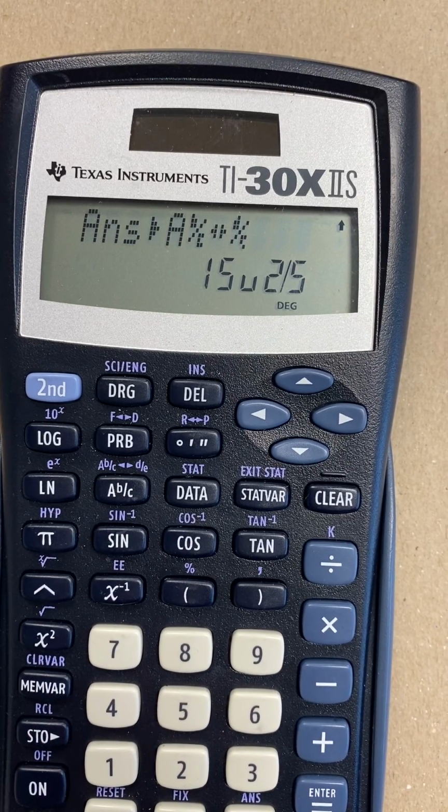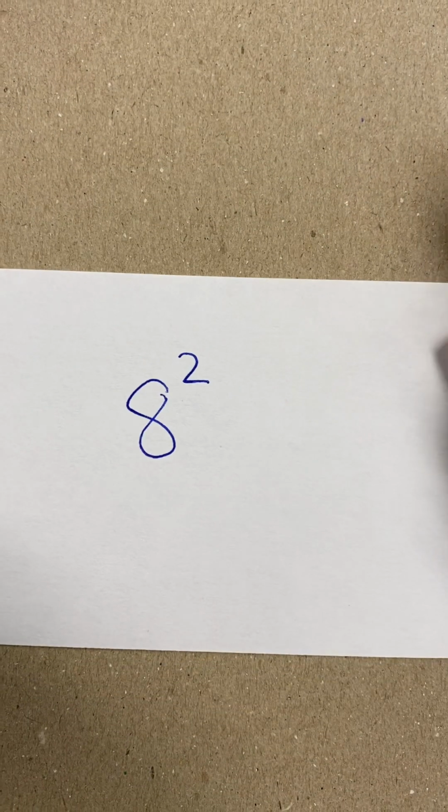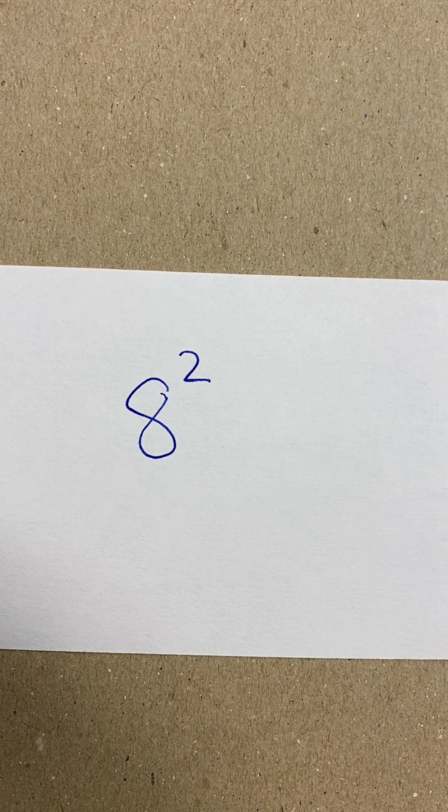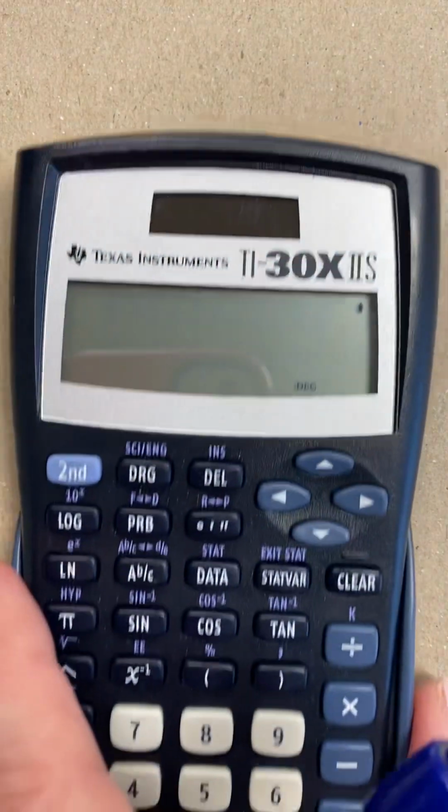So I think that's a pretty cool feature. Okay, something else. What about if you have an exponent, like 8 squared? Now, you know 8 squared means 8 times 8, which is 64. But if you want to access that on the calculator, here's what you're going to press.